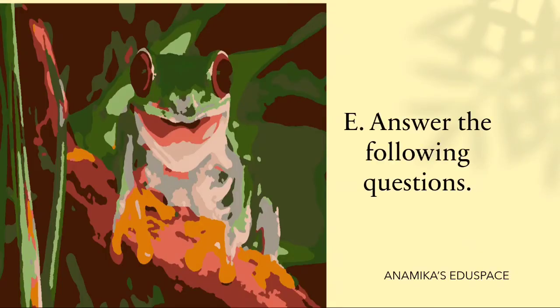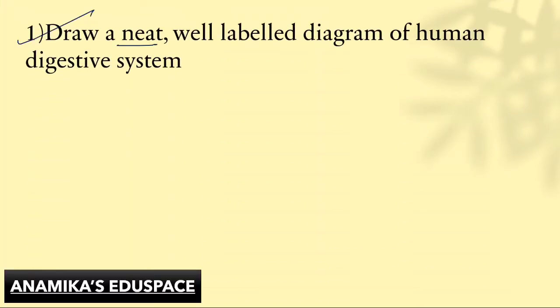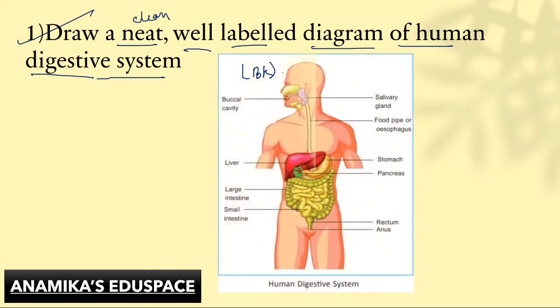Now we are going to do the long answer questions, that is, answer the following questions. Okay, so let's begin. First question. Draw a neat, that is a clean, well labeled, that is clearly labeled diagram, that is a picture, of the human digestive system. So this picture is available in your book, right? So we'll refer the answer from your book. This is the picture present in your book, as you can see, starting right from the buccal cavity or the mouth, then the alimentary canal or the pipe goes on.